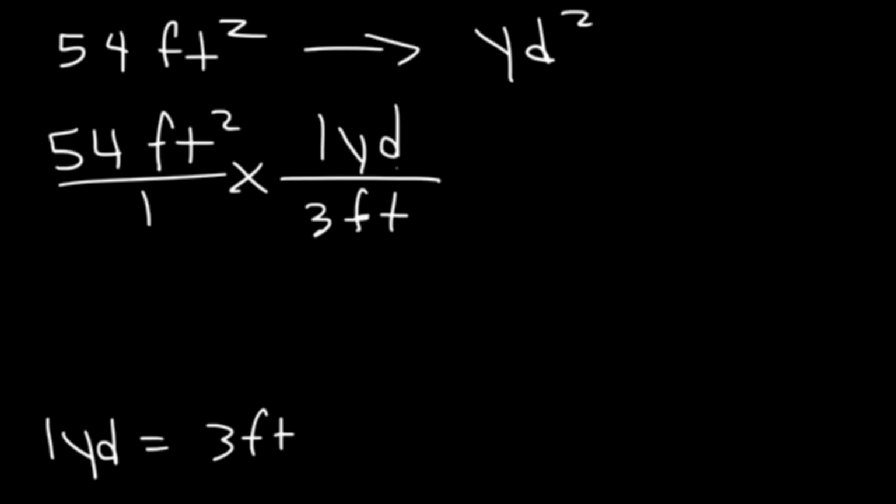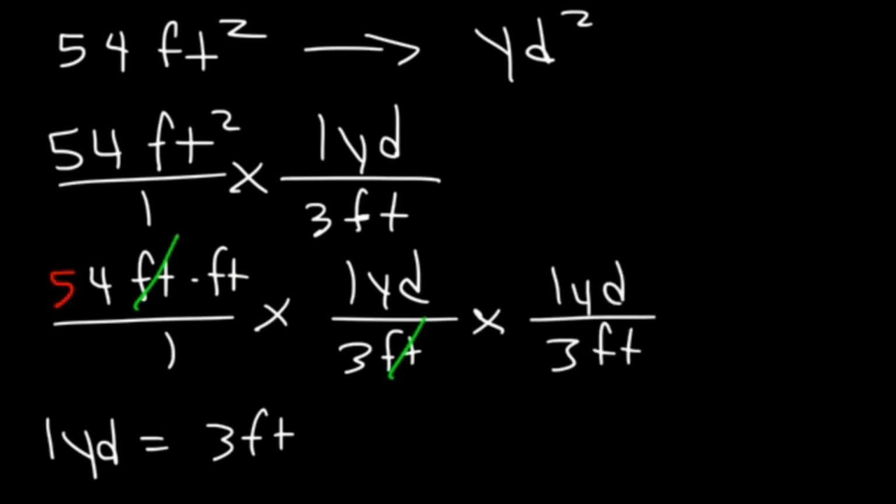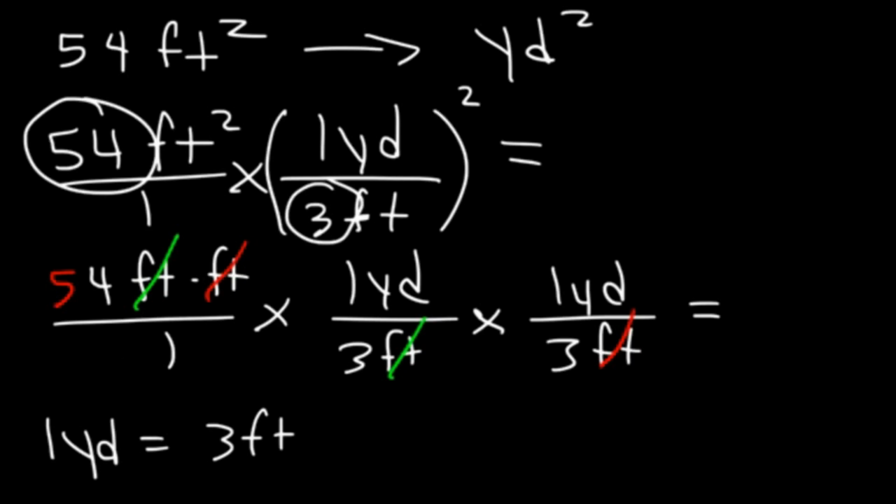But now here's the difference between this example and the other example. Since we have square feet, it doesn't completely cancel with feet. What this really means is that you have 54 feet times feet, that's square feet. So if you multiply by 1 yard over 3 feet, that will cancel with just one of the units of feet. But you still have another one. So what you need to do is multiply it by 1 yard over 3 feet again to cancel with the other one. So basically, to simplify it, you can just square that number. So what you're doing is you're taking 54 and you're dividing it by 3 squared, which is 54 divided by 9. And that's equal to 6 square yards.